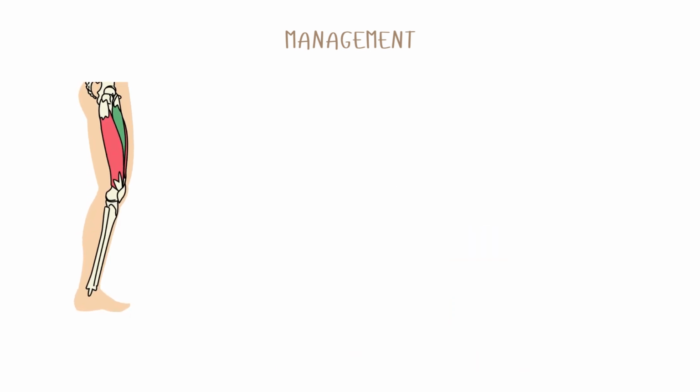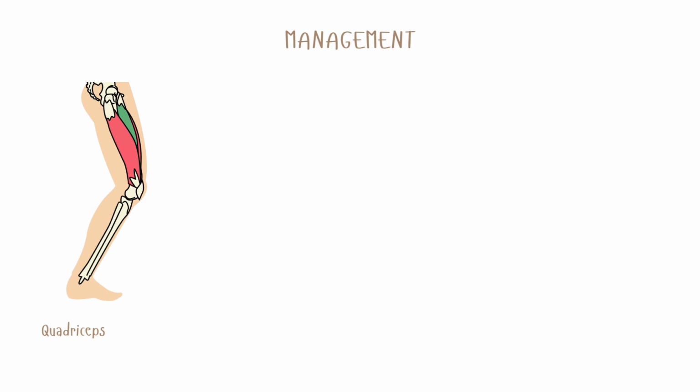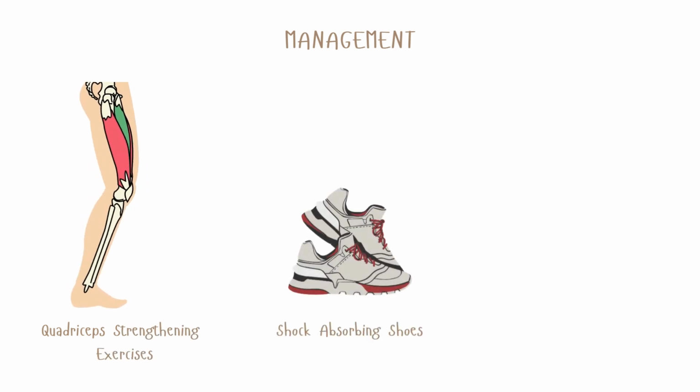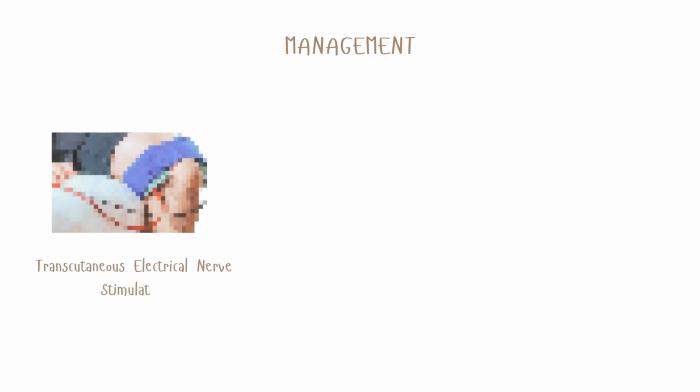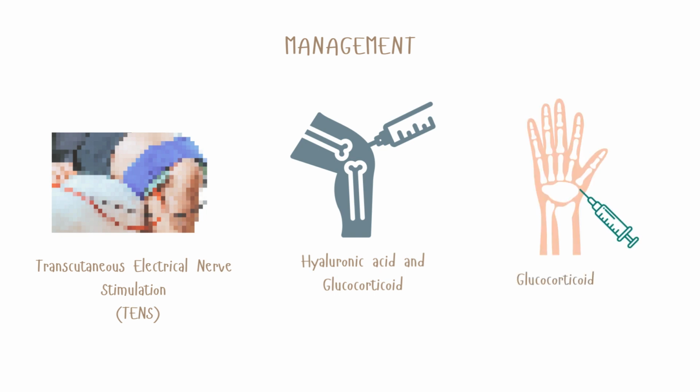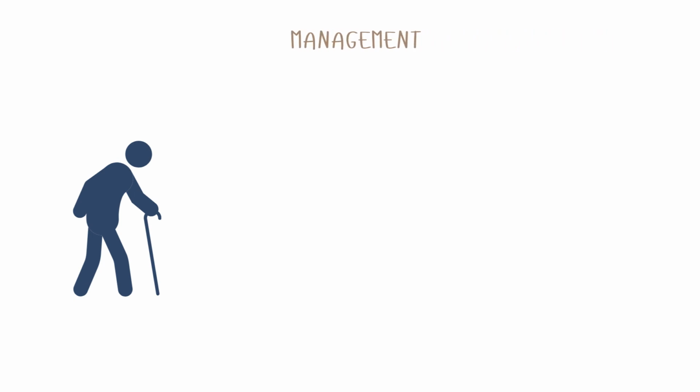For specifically the knee, quadriceps strengthening exercises, shock-absorbing footwear, acupuncture, and transcutaneous electrical nerve stimulation, intra-articular injections of hyaluronic acid, and intra-articular glucocorticoid injections are effective in the treatment of the knee and for the first carpometacarpal joint. Use of a walking stick for painful knee or hip osteoarthritis is also effective.